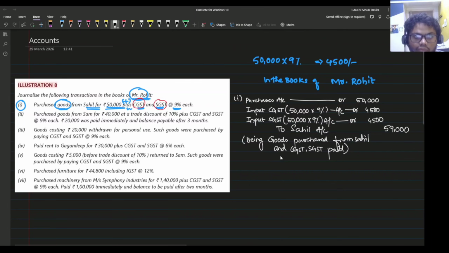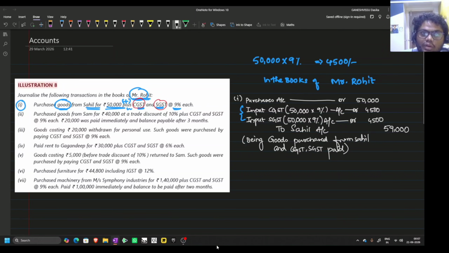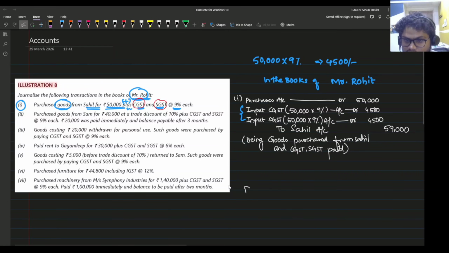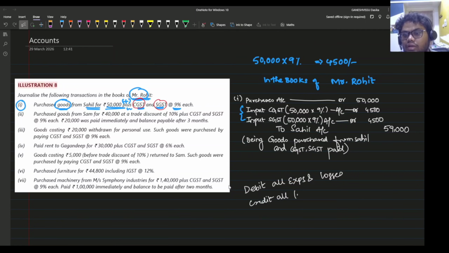I think you have understood. You have to understand why we have debited both GST amounts. Simple: debit all expenses and losses, credit all incomes and gains. This is the nominal account rule. Debit all expenses and losses, credit all incomes and gains. These are the concepts.